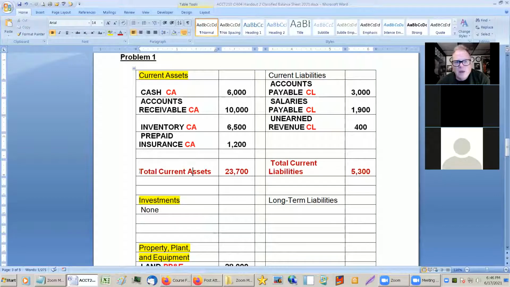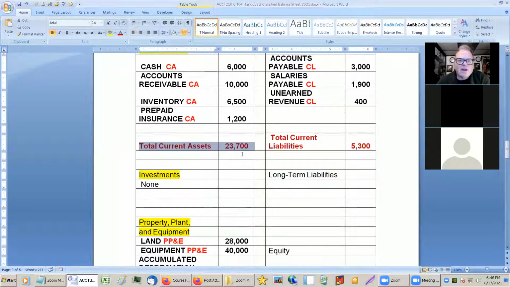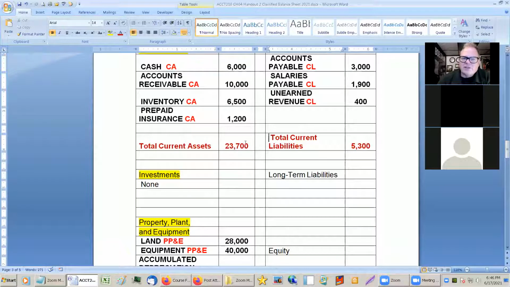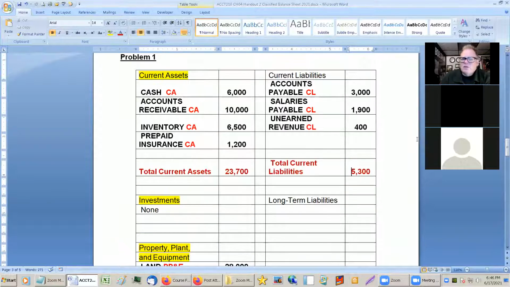Actually, yeah. I mean, if they get 23,000 coming in, and they got to pay out 5,000, they're probably okay. They're probably going to be able to pay off their bills at least in the next year or so. Whether they'll be profitable long term, who knows? But it looks like they're probably okay for this next year. They have this much coming in, this much going out, at least on the books at this point in time. And it's one of the ways that you use these.